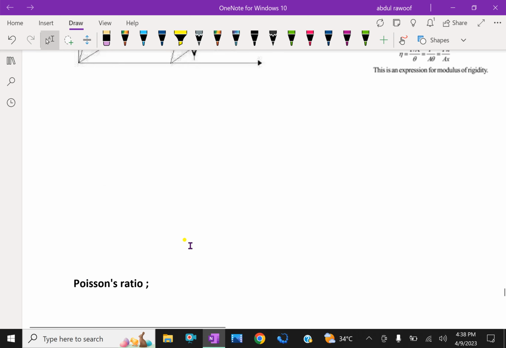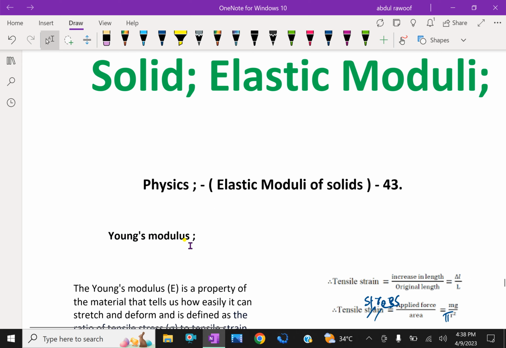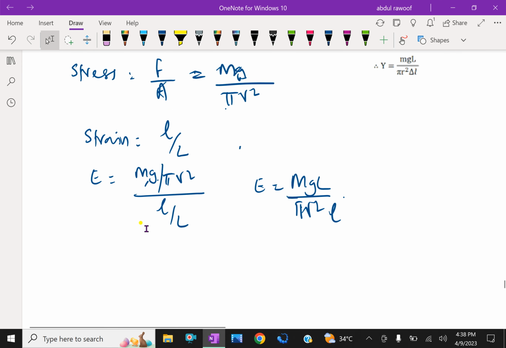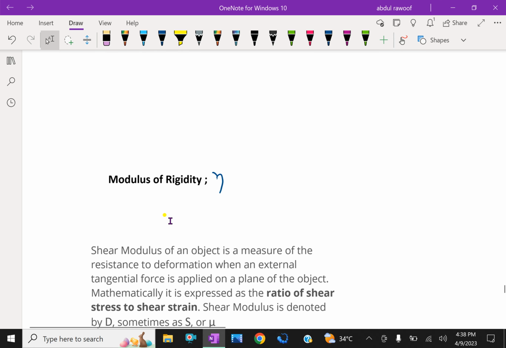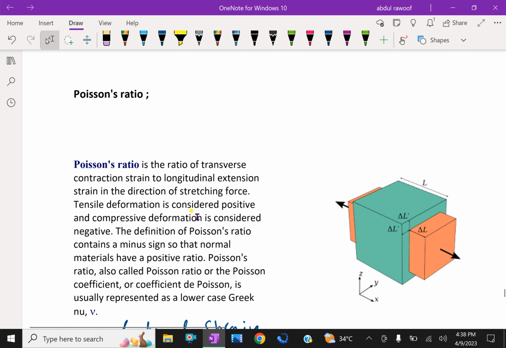So far we discussed the elastic moduli of solids, that is Young's modulus and bulk modulus, modulus of rigidity, as well as the Poisson ratio. We have done.